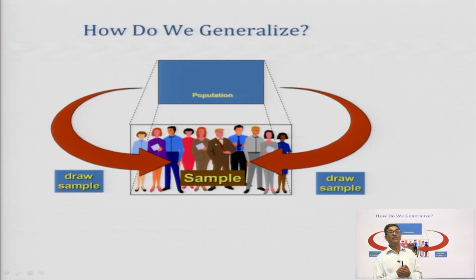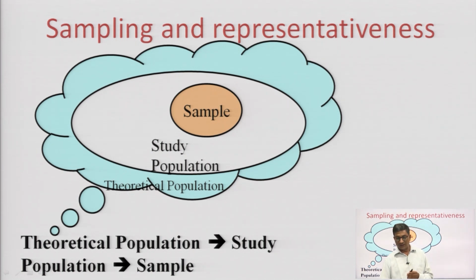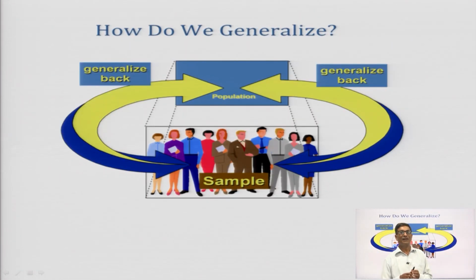And how do we generalize the result? Because to generalize the result, we take a sample from the population and do the study on the sample and get the results, and after that we generalize the result for the population.